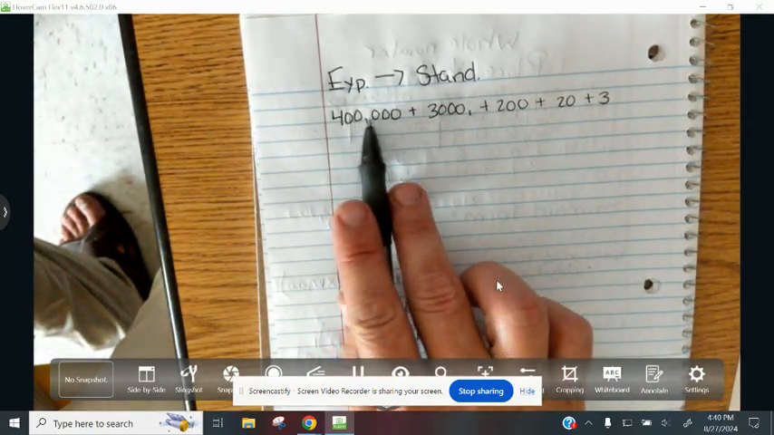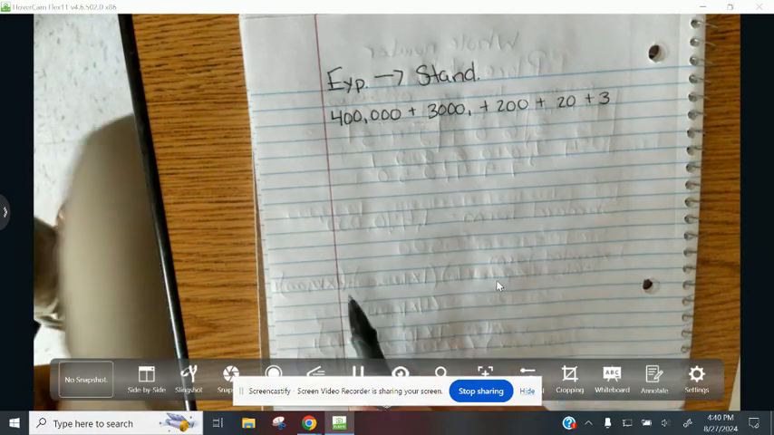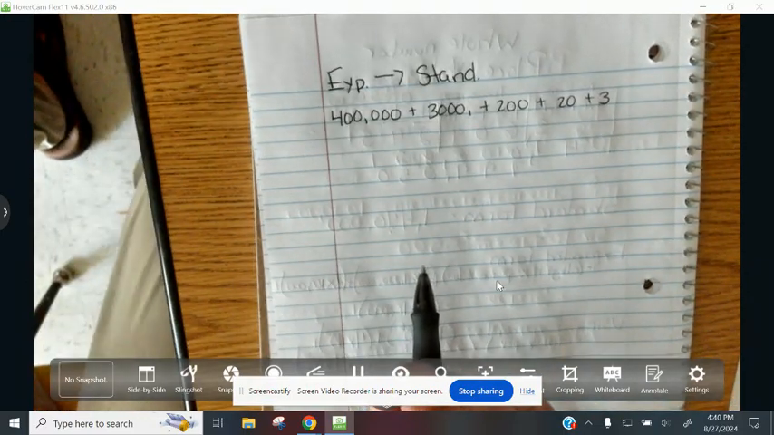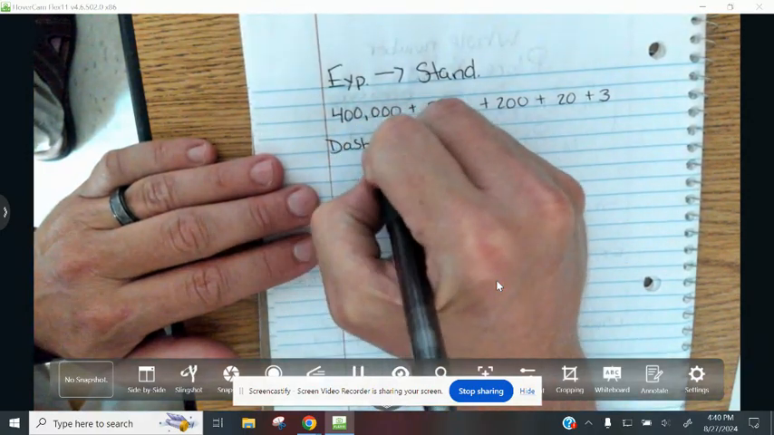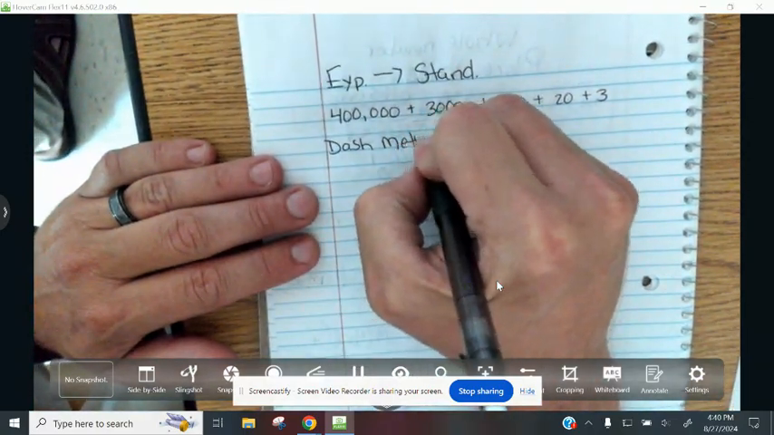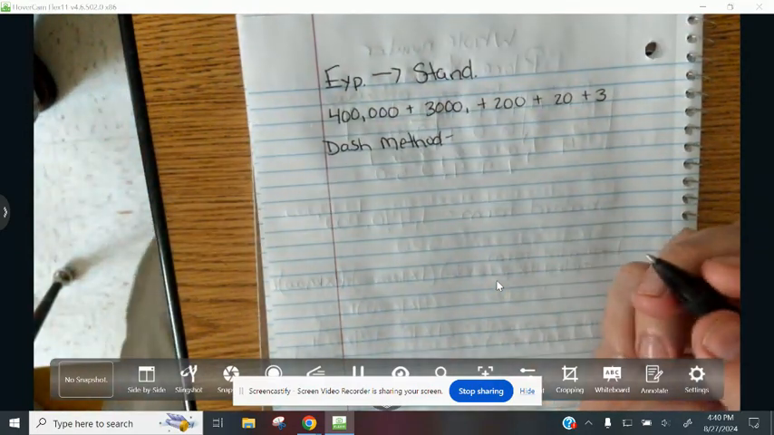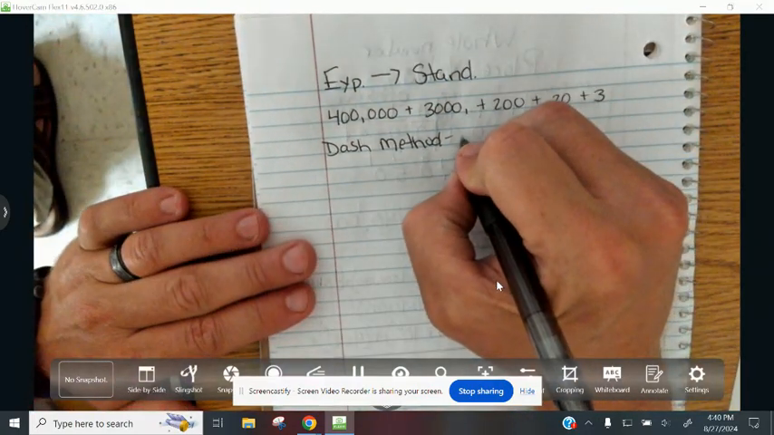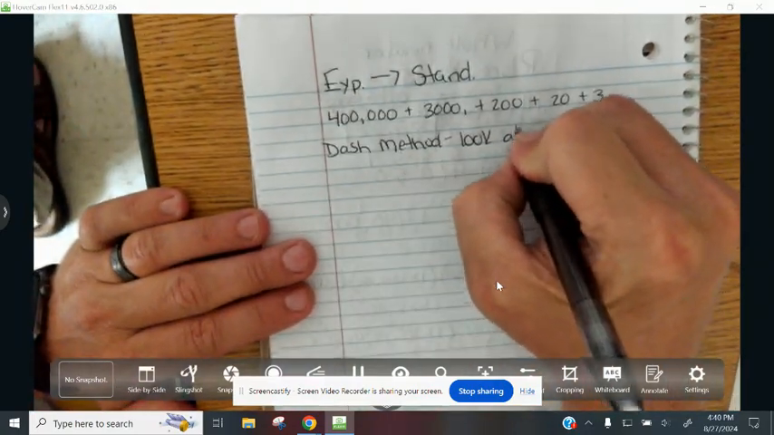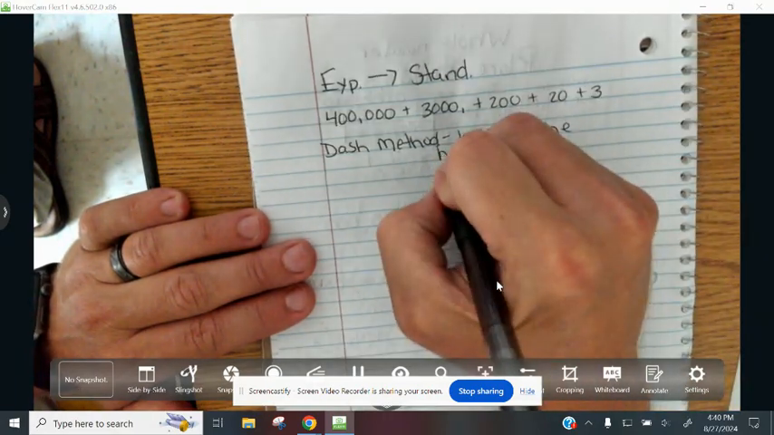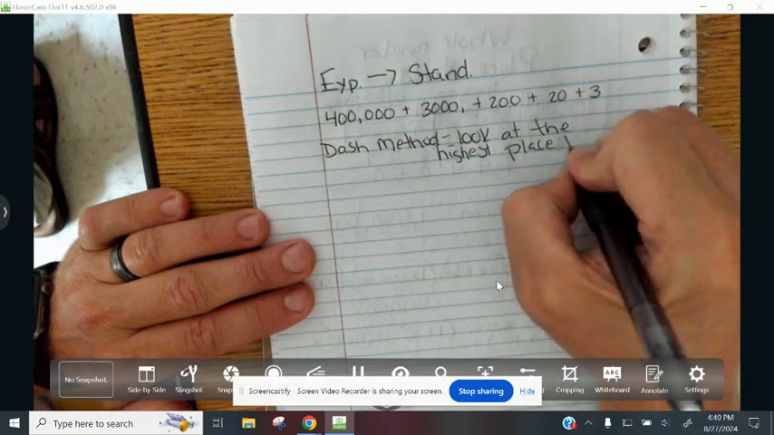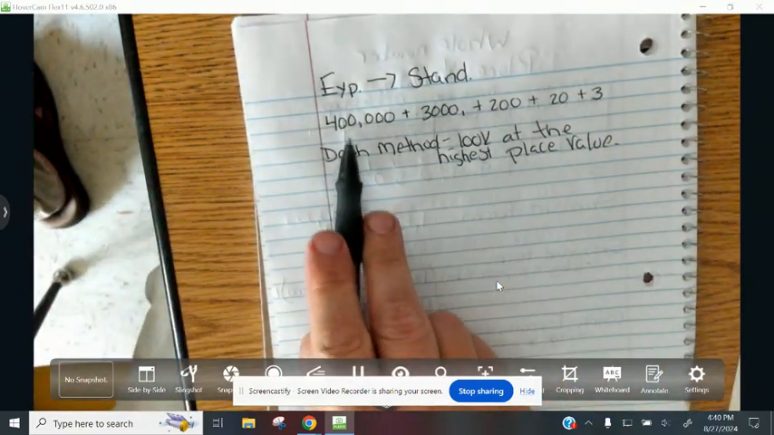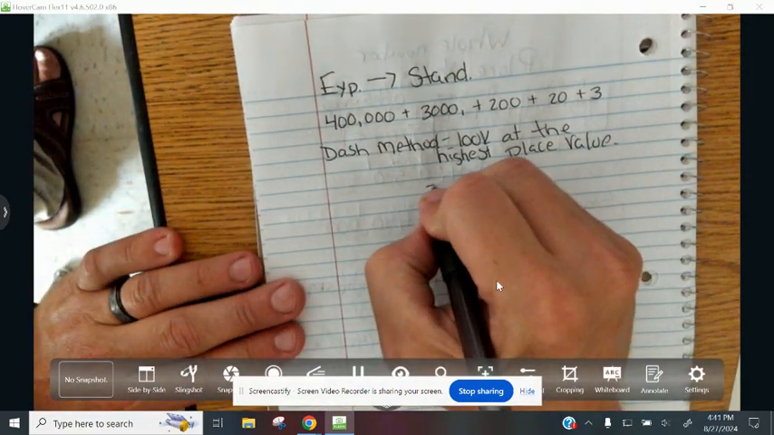So how do we know? Mr. Veith uses something called the dash method. Okay, you have to look in the dash method. So we're going to say what this is, dash method. This is only a Mr. Veith thing. Over the years, he found it worked for his kids. Okay, look at the highest place value. So find the highest place value. There it is.